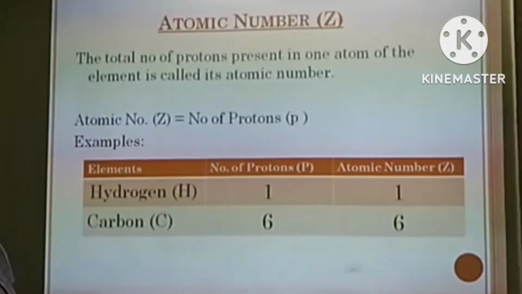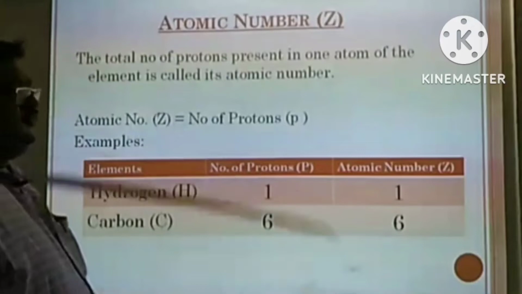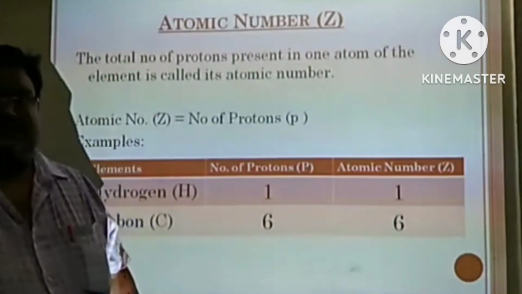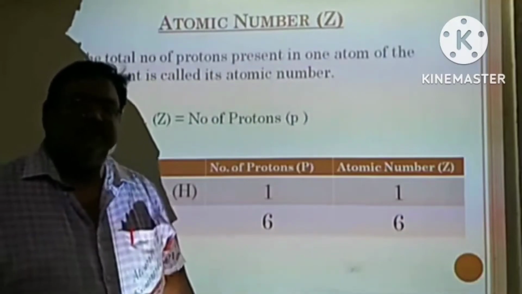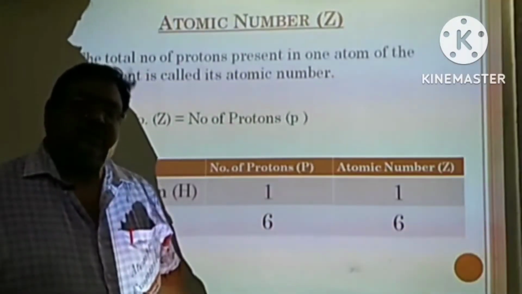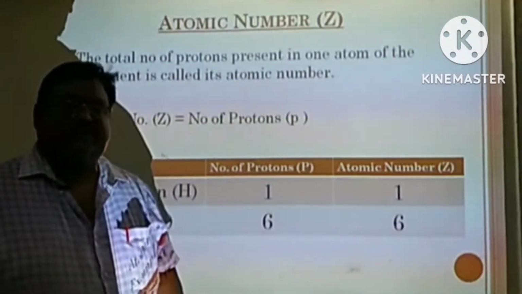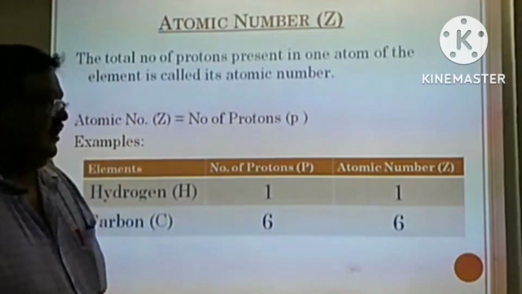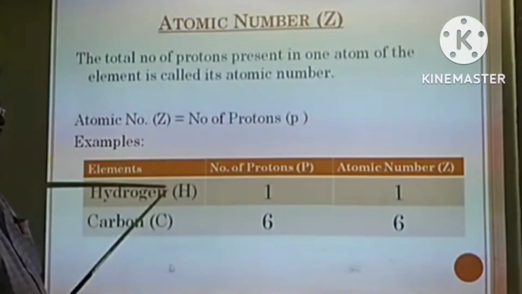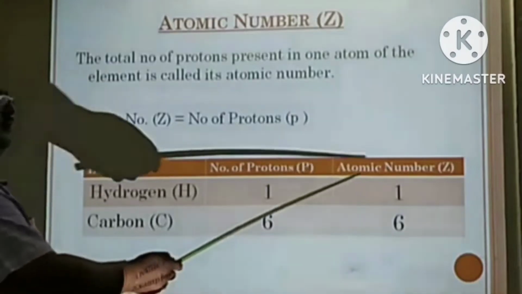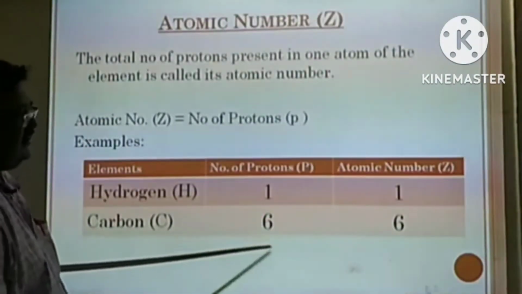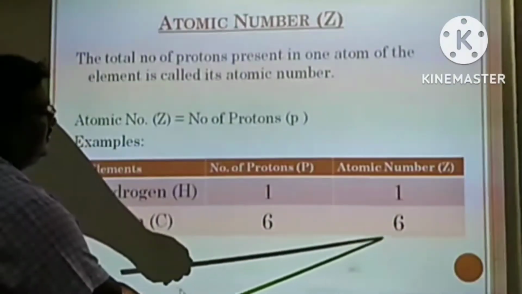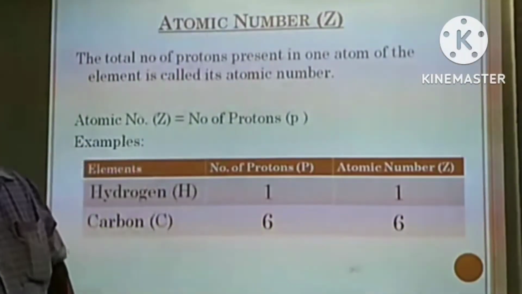So the next portion is atomic number. The total number of protons present in an atom is called atomic number. That means the total number of positively charged protons present inside the atom is called atomic number. For example, hydrogen has only one proton, so its atomic number is 1. Similarly, carbon has 6 protons inside the nucleus and its atomic number is 6.